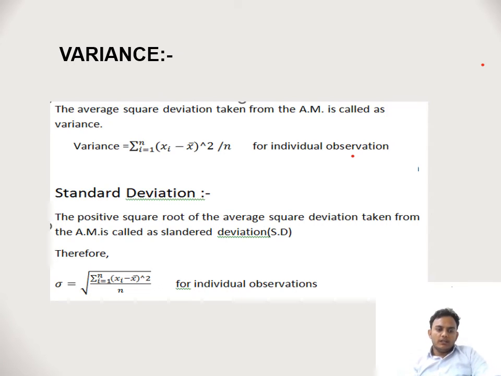And now, what is the standard deviation? The positive square root of the average square deviation taken from the arithmetic mean is called the standard deviation. And what is the formula for that? It is represented by sigma, and sigma is equal to the square root of variance.